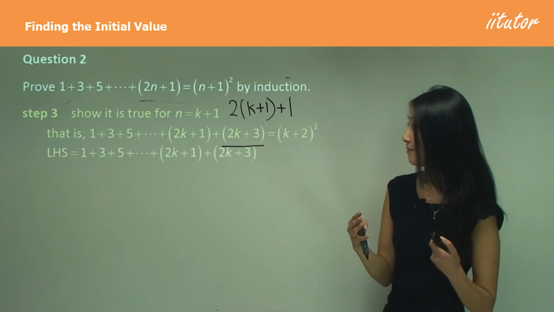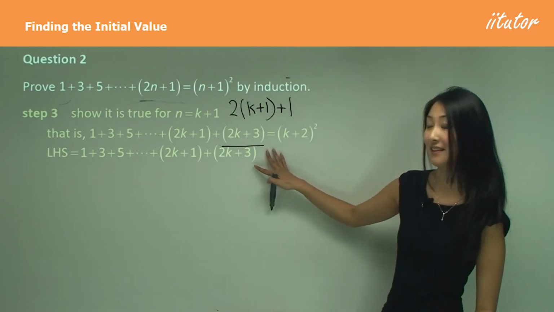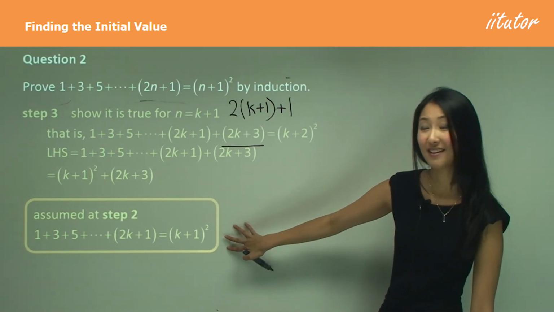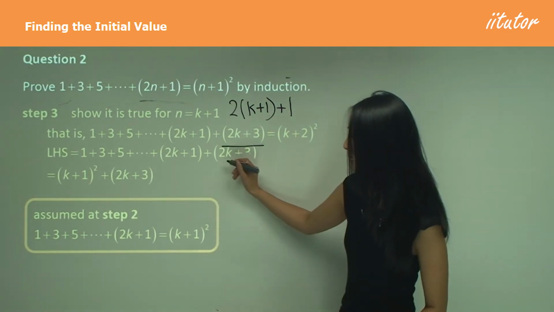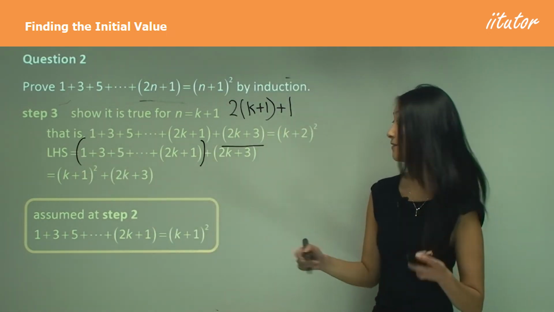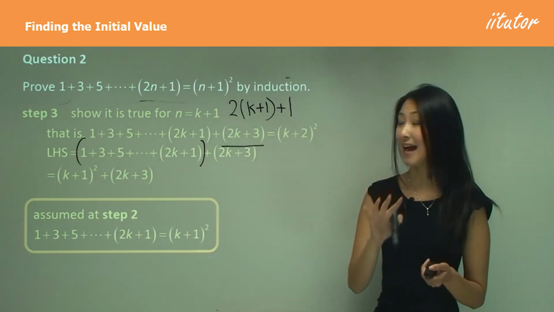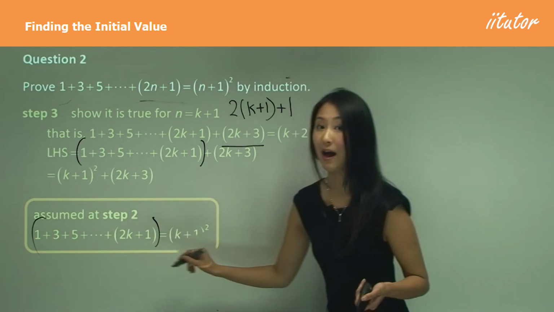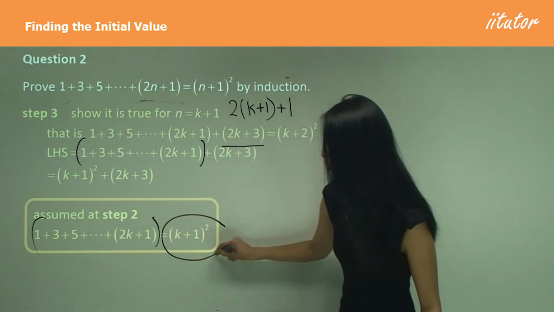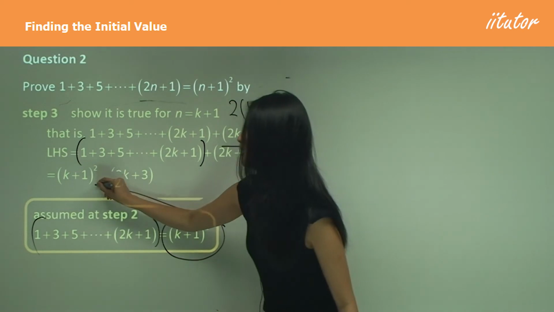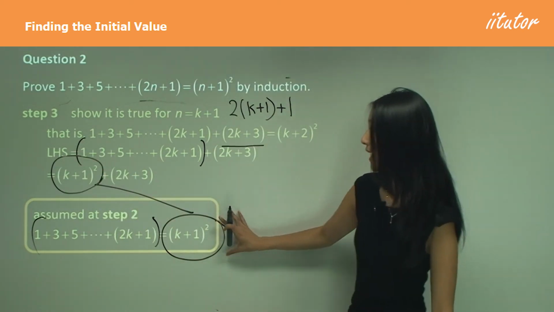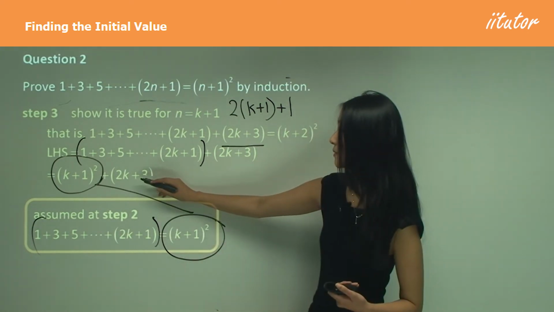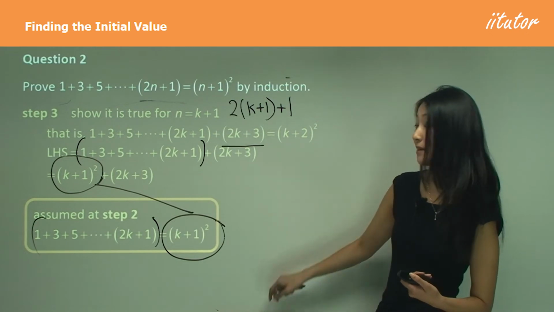And that's important to remember because when we use the left-hand side, we need to use that assumption that we made in step 2. Can you see how here, this part, the 1 plus 3 plus 5 till 2k plus 1, looks exactly the same as the left-hand side in step 2? So instead of writing that part, what I'm going to do is substitute k plus 1 squared into it. Yeah? So I'm substituting that for this section. So now it's going to become k plus 1 squared plus the remaining 2k plus 3.